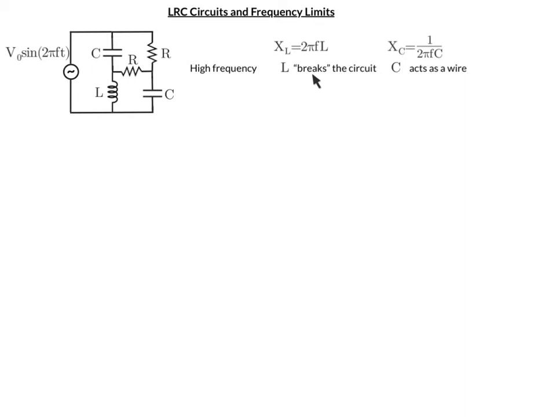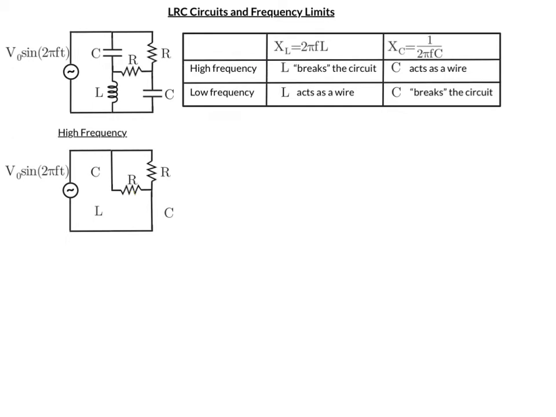It doesn't let current flow through it. But when the frequency is high, the capacitor acts as a wire. It does not impede the current flow. The opposite is true at low frequencies. So when frequency is low, the reactance of the inductor is going to be low as well, whereas the capacitor is going to have a very high reactance. So then we'll say that the inductor acts as a wire at low frequencies, and the capacitor breaks the circuit at low frequencies. Let's see how exactly we apply this.